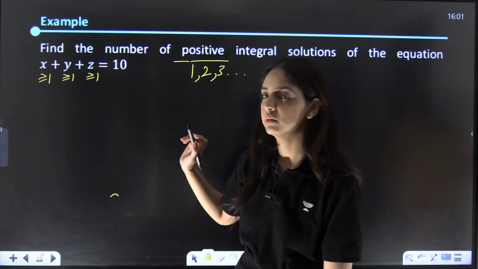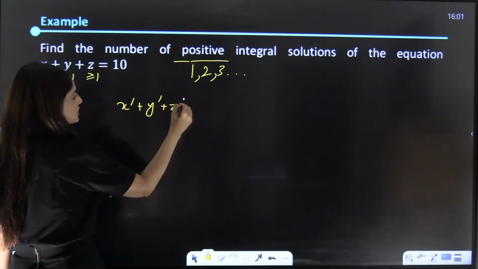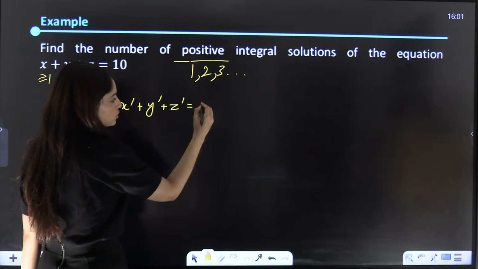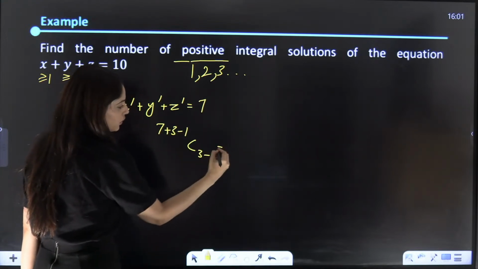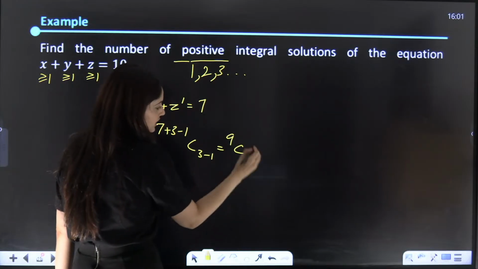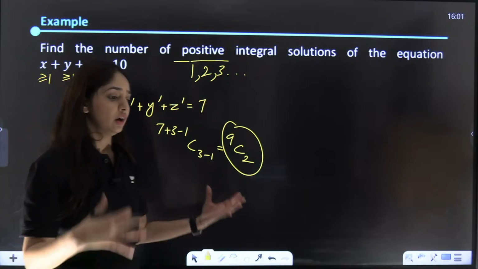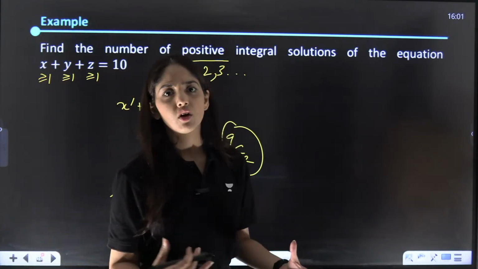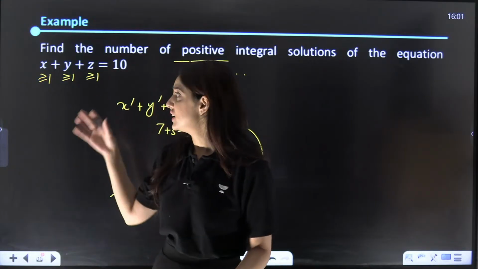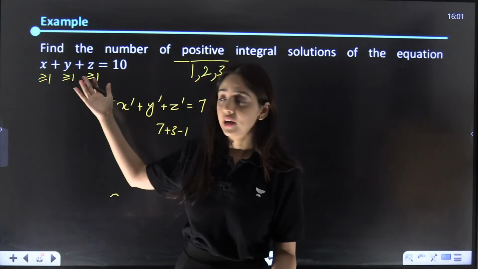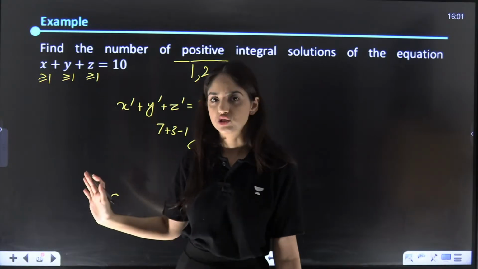How do we do it? By taking another variable, x' plus y' plus z' is equal to 10 minus 1 minus 1 minus 1, which is 7. So 7 plus 3 minus 1, C 3 minus 1, that is 9C2. So this is how, without thinking of any objects, partitions or students, we can directly solve an equation where we can have integral solutions with certain conditions.